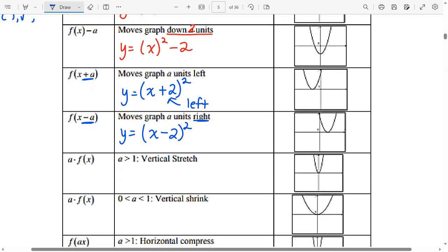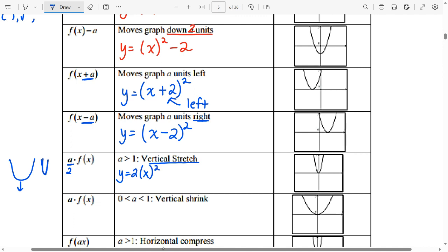Now vertical stretch. Vertical stretch is going to take our parent function and stretch it. If you imagine this is a rubber band and I were to pull that rubber band down and get a more narrow picture of a parabola. So what that does is I have a number out front of x squared, out front of the function. So let's say that a was 2. So this formula would be y equals 2 times x squared.